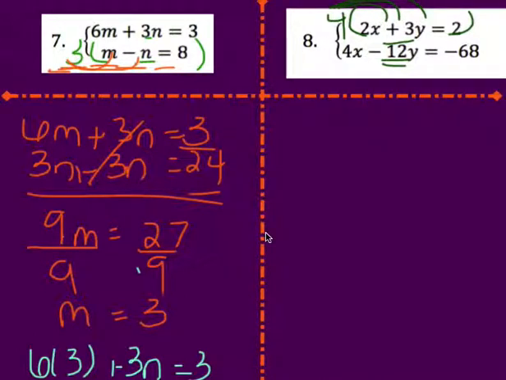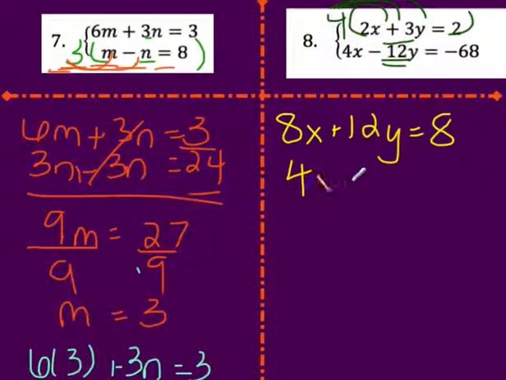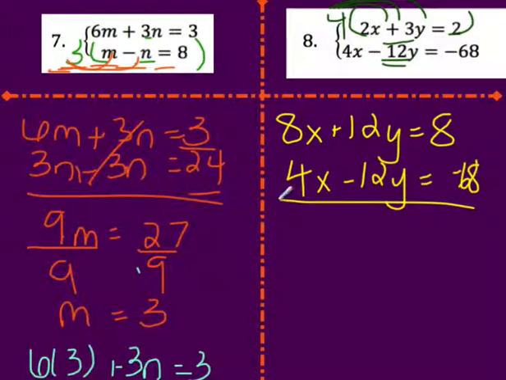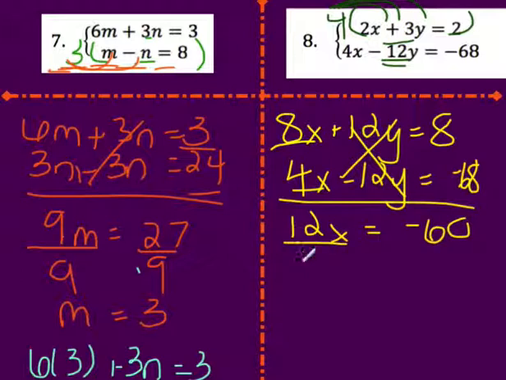So 4 times 2 is 8x. 3 times 4 is 12y. 4 times 2 is 8. And then 4x minus 12y is equal to negative 68. Now we're going to add down the columns. 8x plus 4x is going to give us 12x. 12y minus 12y is going to cancel out. 8 minus 68 is going to give us a negative 60. Then we're going to divide both sides by 12 to solve for x. That's going to give us x is equal to negative 5, since it's negative 60 divided by 12.